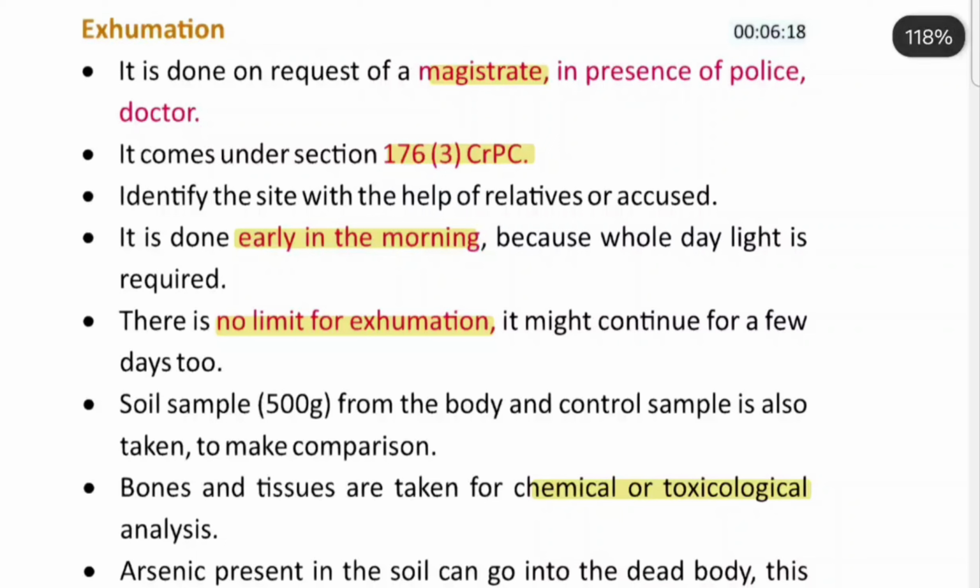So thank you guys. These are the high yield topics from autopsies, the types of autopsy and the incisions, which are very high yield for competitive exams. So study well and revise it properly.